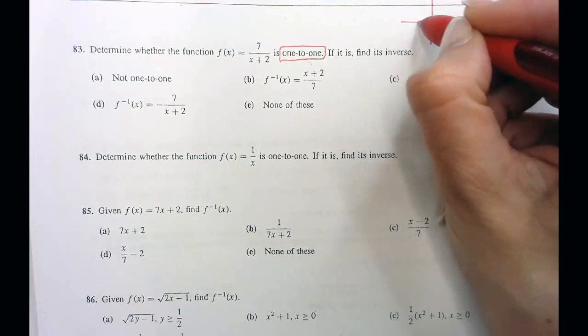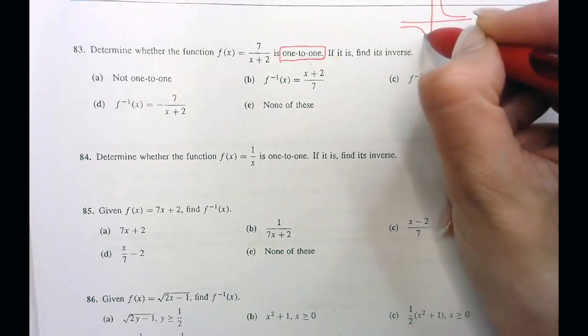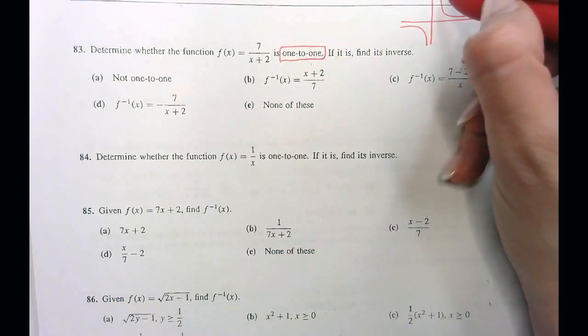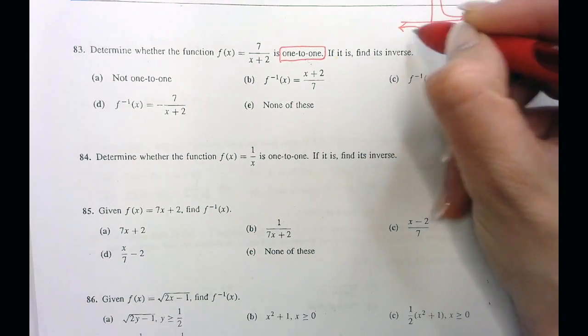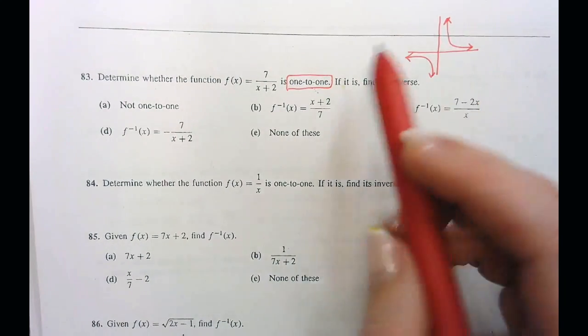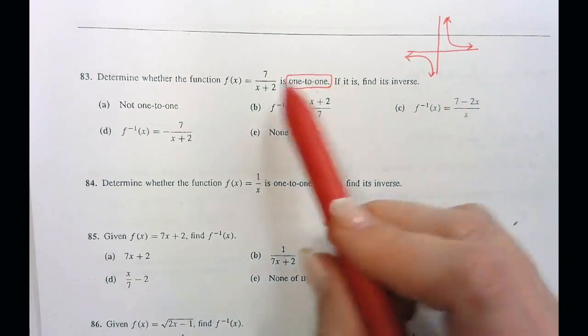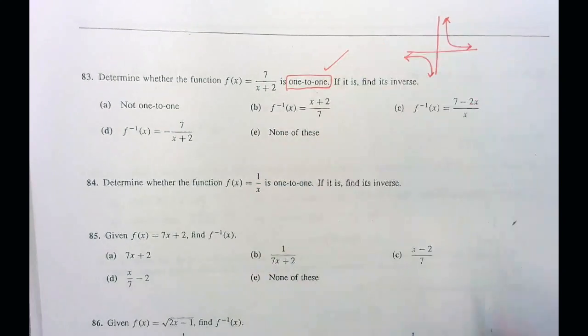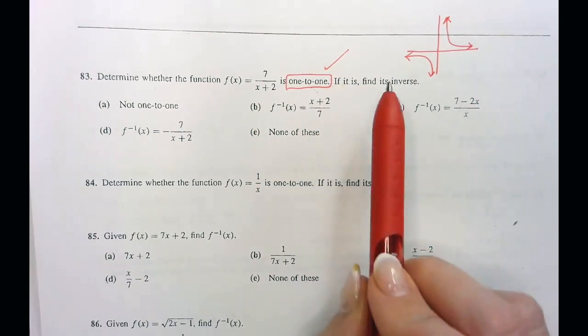Well, this function is merely a transformation of 1 over x. The 7 is just a vertical stretch of 7, so this would just be really stretched. I'm sorry, I could pull this down a little. That would just be stretched vertically, and the plus 2, it just moved it left 2. So it's definitely one-to-one. So yes, it is. If it is, find its inverse.